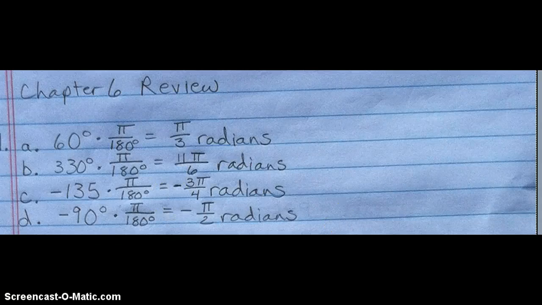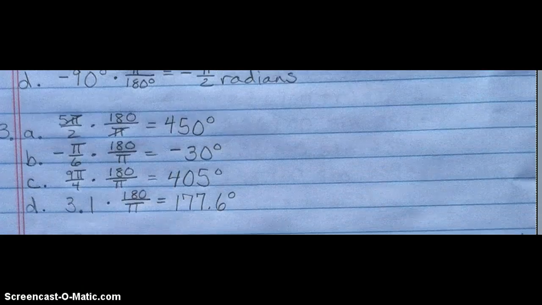Chapter 6 Review. Problem 1. We want to convert from degrees to radians. We multiply by pi over 180. Notice that the degrees cancel and we're left with radians. Simplify, you get pi over 3 radians. Each time we're converting from degrees to radians, we multiply by pi over 180.